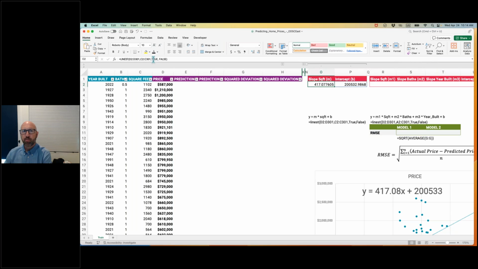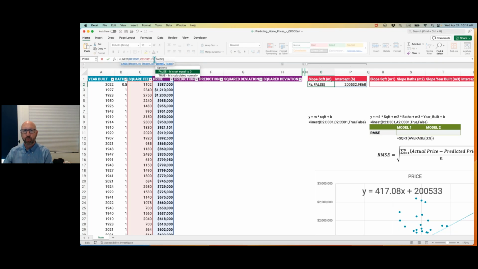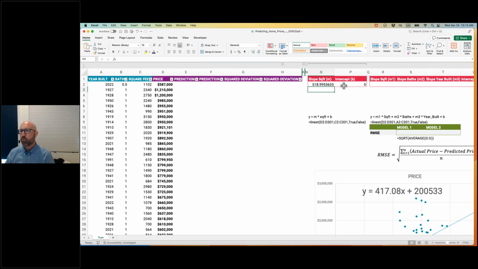Now, briefly, I want to mention these two parameters at the end. I have a true and a false. If I make this true a false, what this does is that it forces, let's see if I typed that correctly, it forces the intercept to be 0. And in some cases, you might want to do that. This way, if I have a property with 0 square footage, it's going to sell for $0, but your model is not going to be as good with this slope. So for today, I'm going to bring this back as a true.